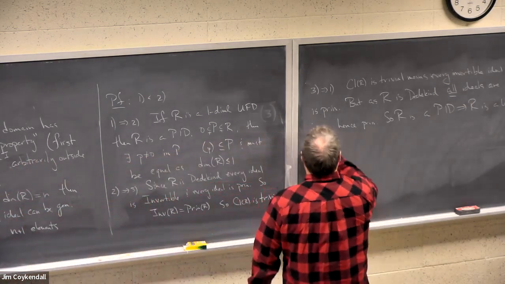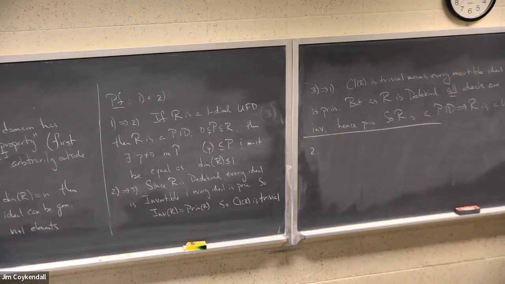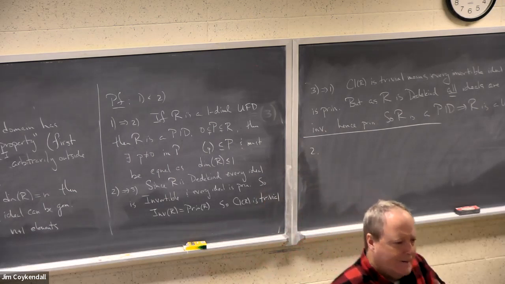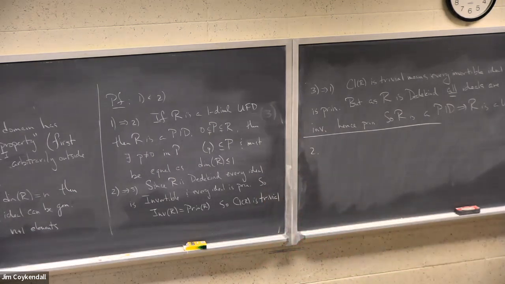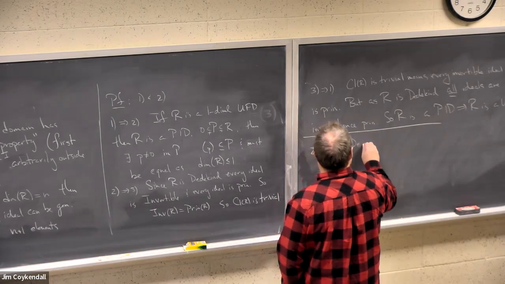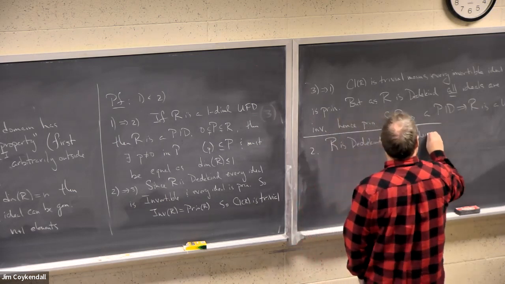And finally, we'll prove that second statement. It says if R has only finitely many maximal ideals and R is Dedekind, then R is a PID. Of course the converse is not true, right? Because Z is a PID and it doesn't have only finitely many maximal ideals. By the way, how will we prove this? R is Dedekind. So all ideals, not zero, are invertible.